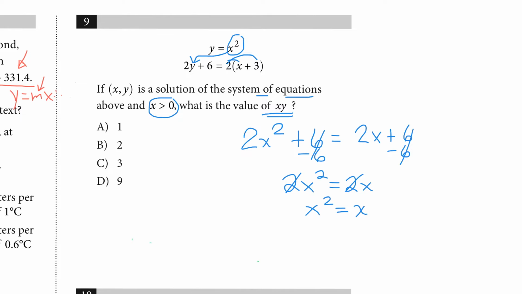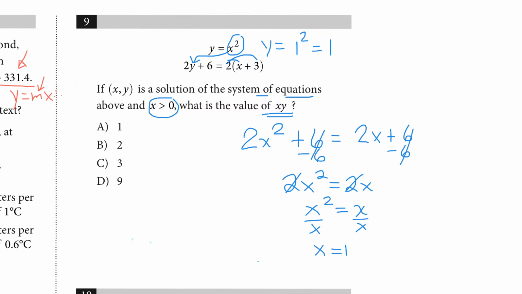And since x is greater than 0, it can't be 0, so I could divide by x on both sides, and I get that x equals 1. And if x is 1, what's y? Y is 1. 1 squared is 1.